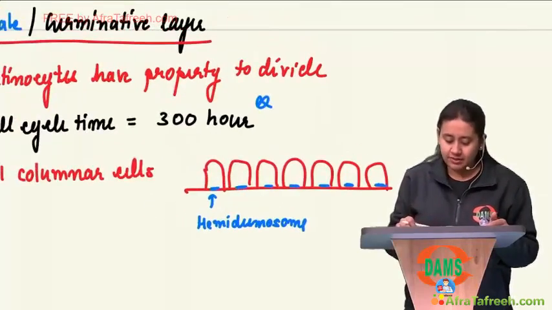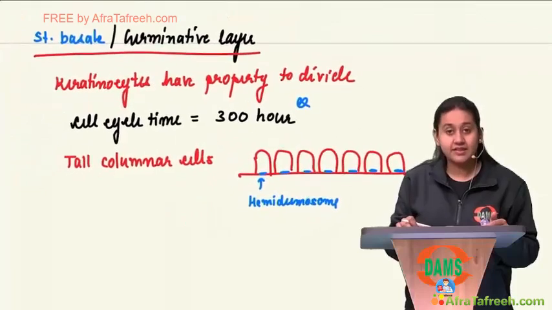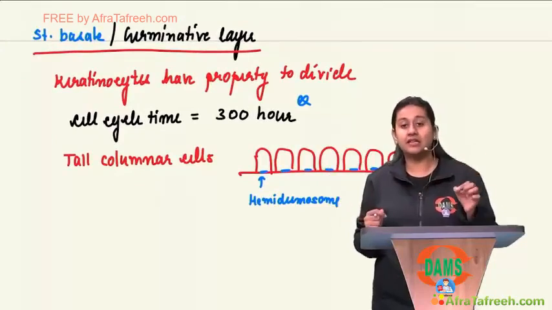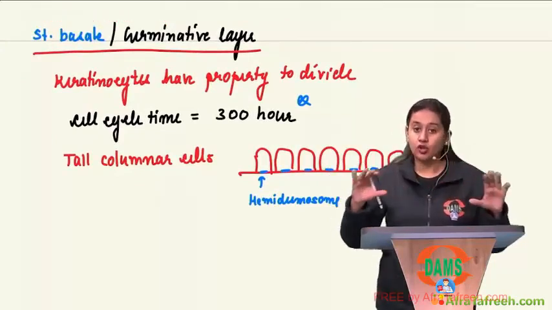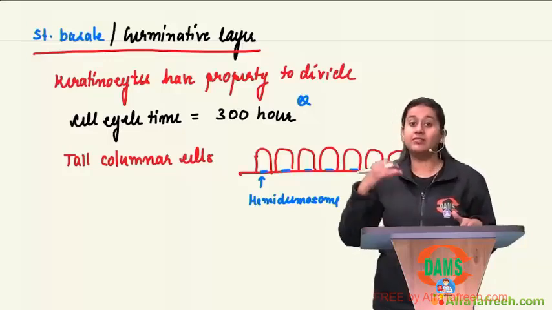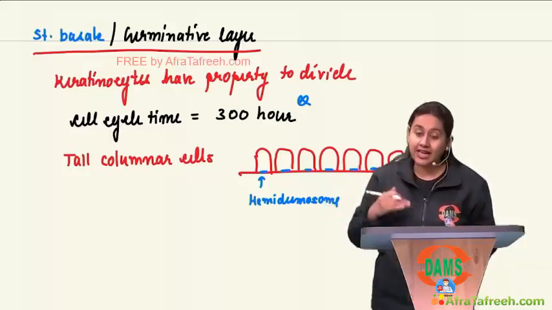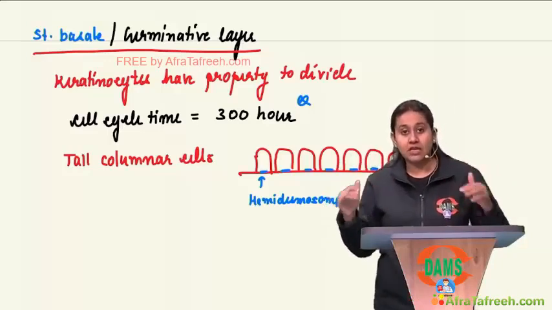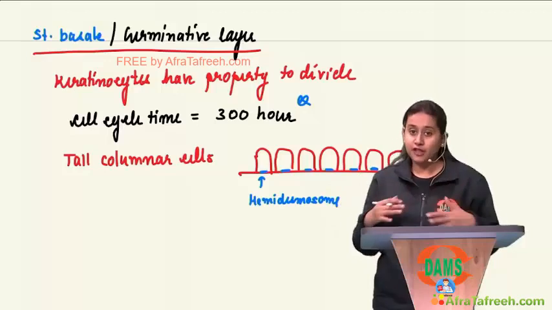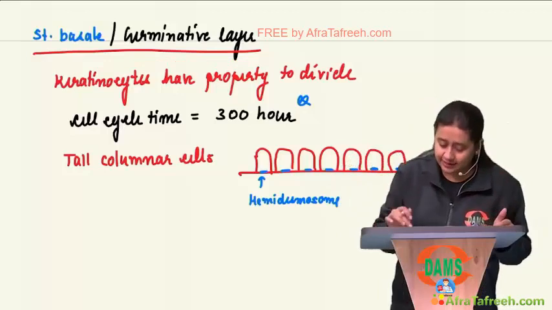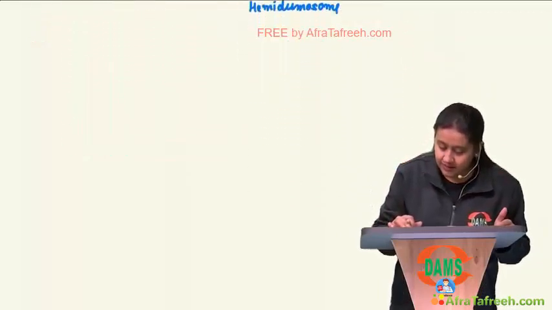Understood? So, a little bit about the stratum basale. We have keratinocytes which have a property to divide. We have a cell cycle time of 300 hours. We have tall columnar cells, and these cells are attached to the basement membrane with the help of a glue known as hemidesmosome. Once they finish their division, they go upward and form the next layer, and that next layer is stratum spinosum.